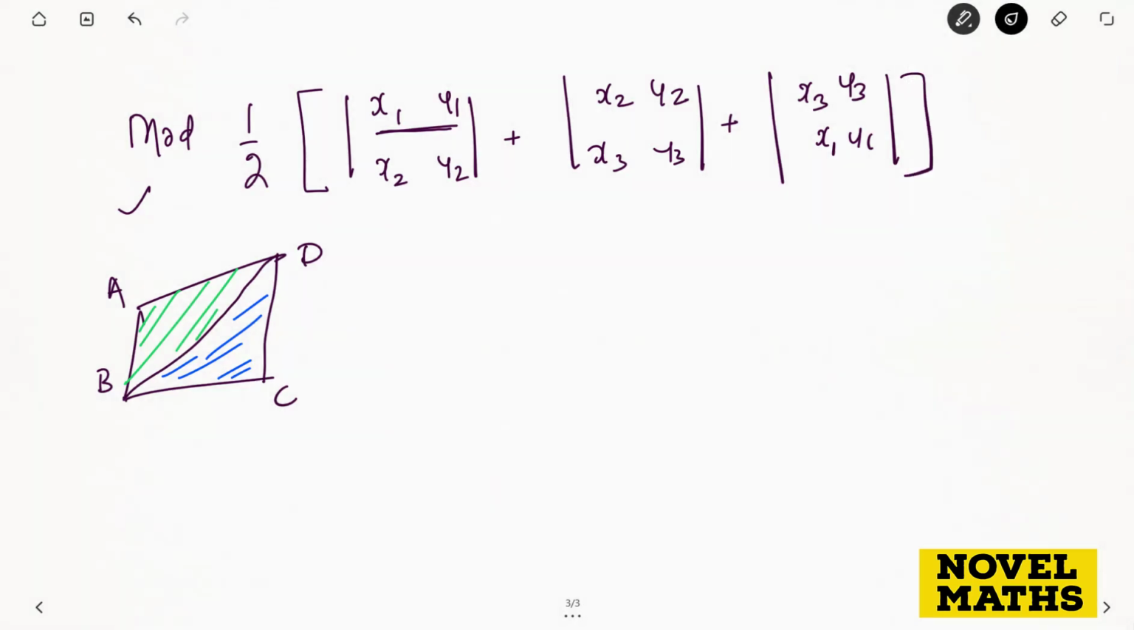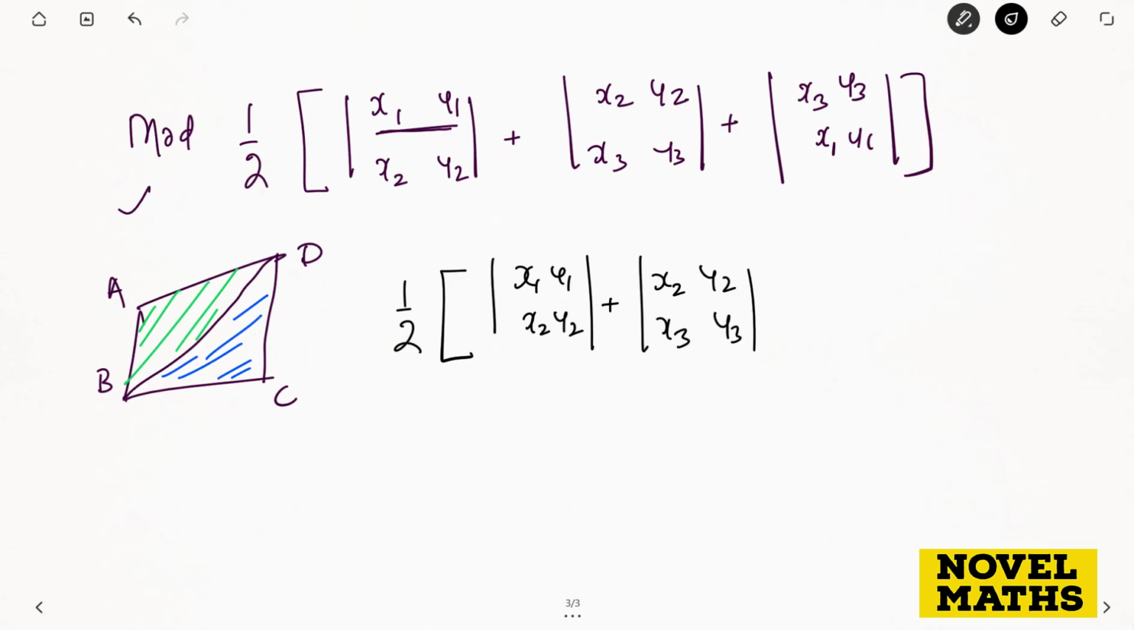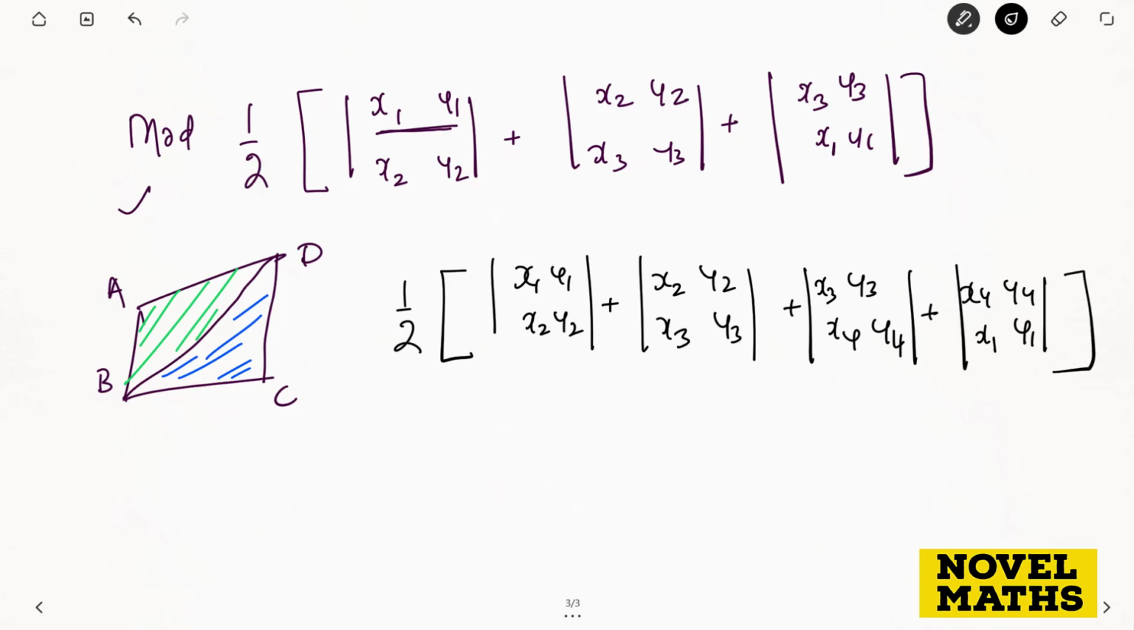you can remember this: 1/2 of the absolute value of x1 y1 x2 y2 plus x2 y2 x3 y3 plus x3 y3 x4 y4, obviously it will have one more coordinate, and finally come back to the starting point, x1 y1. All right, and here the order matters, right?